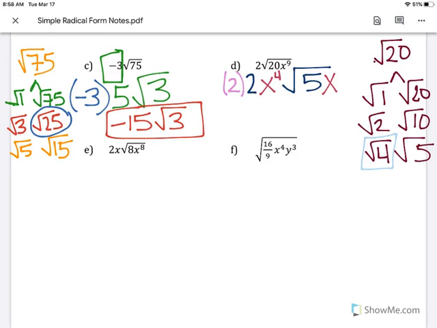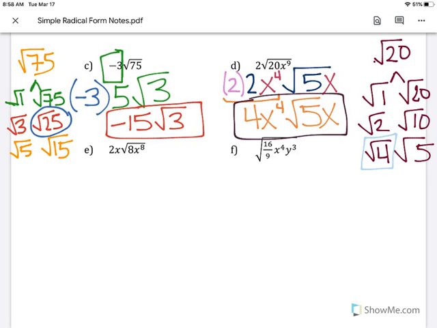Now when we clean this up a bit, when you multiply what's on the outer part of the radical, you're going to get 4 x to the 4th, and the radical stays the same, square root of 5x. And that is your answer.